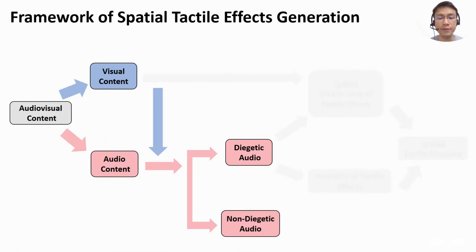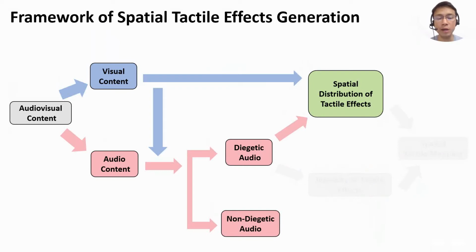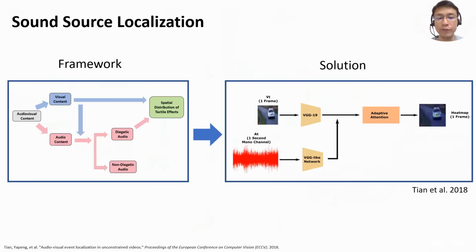Then, after we separate the diegetic audio from the audio content, I will talk about how we use both the visual content and the diegetic audio to create the spatial distribution of tactile effects. From our empirical test, we find that in order to increase the user video viewing experience, it's very important to match the spatial distribution of the tactile effects with the location of the sounding sources in the video. Therefore, it's very important to locate the sounding sources in the scene.